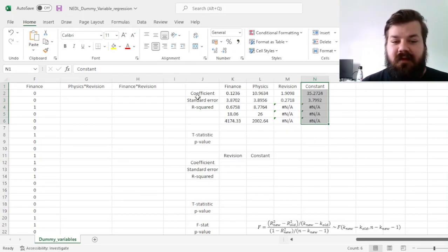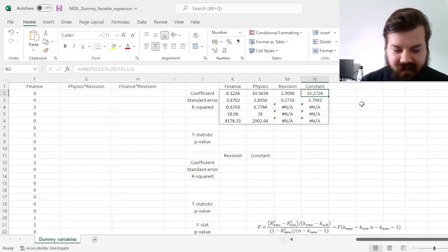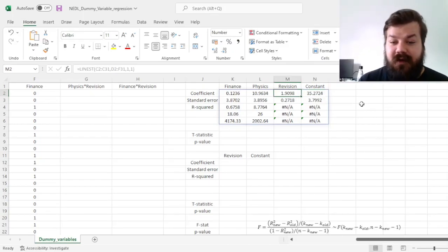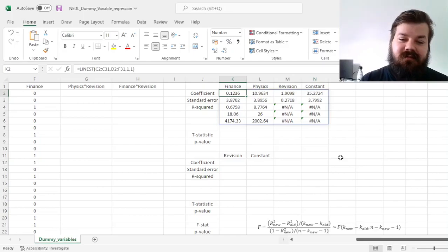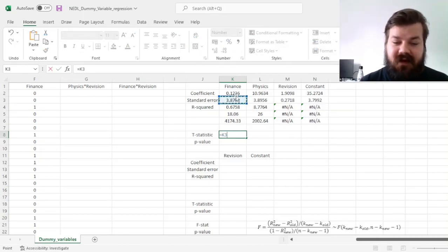So here we can see that the coefficients appear in the first row. We can see that an economics student who has not revised at all is expected to get a grade of around 35 out of 100. Every hour of revision boosts the grade by 1.9 marks on average. And perhaps what we care about the most is that physics students are expected to perform on average much better, with an average grade 11 points higher than their economics counterparts, whereas finance students have got the grade in the same vicinity.